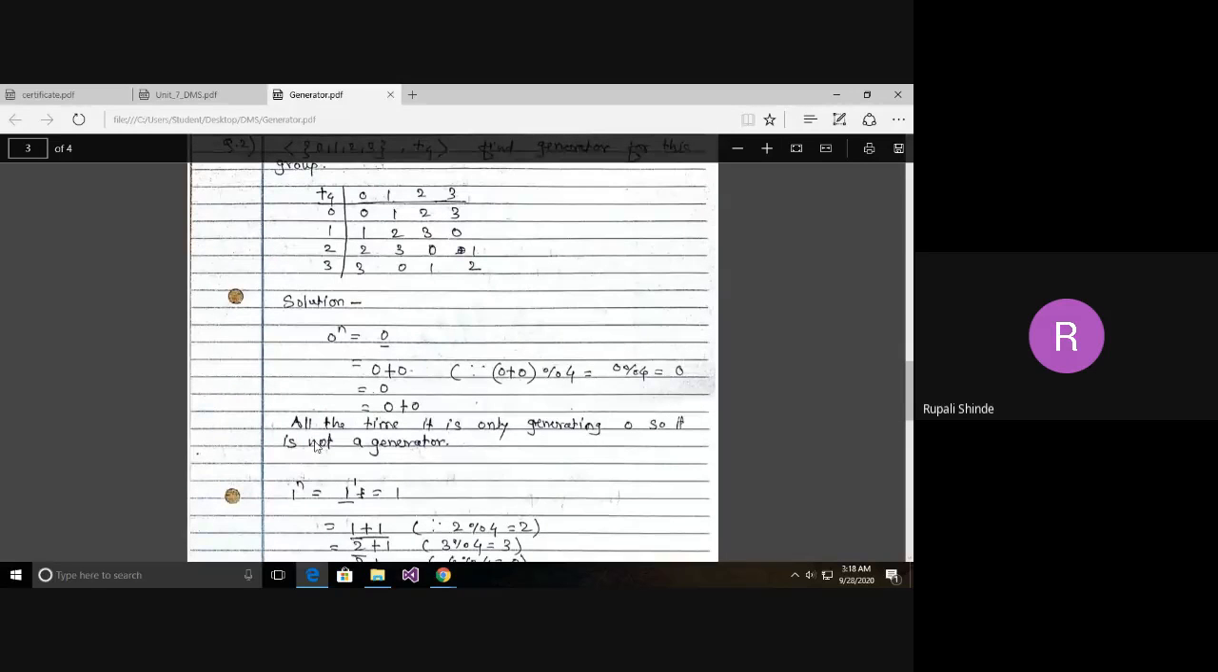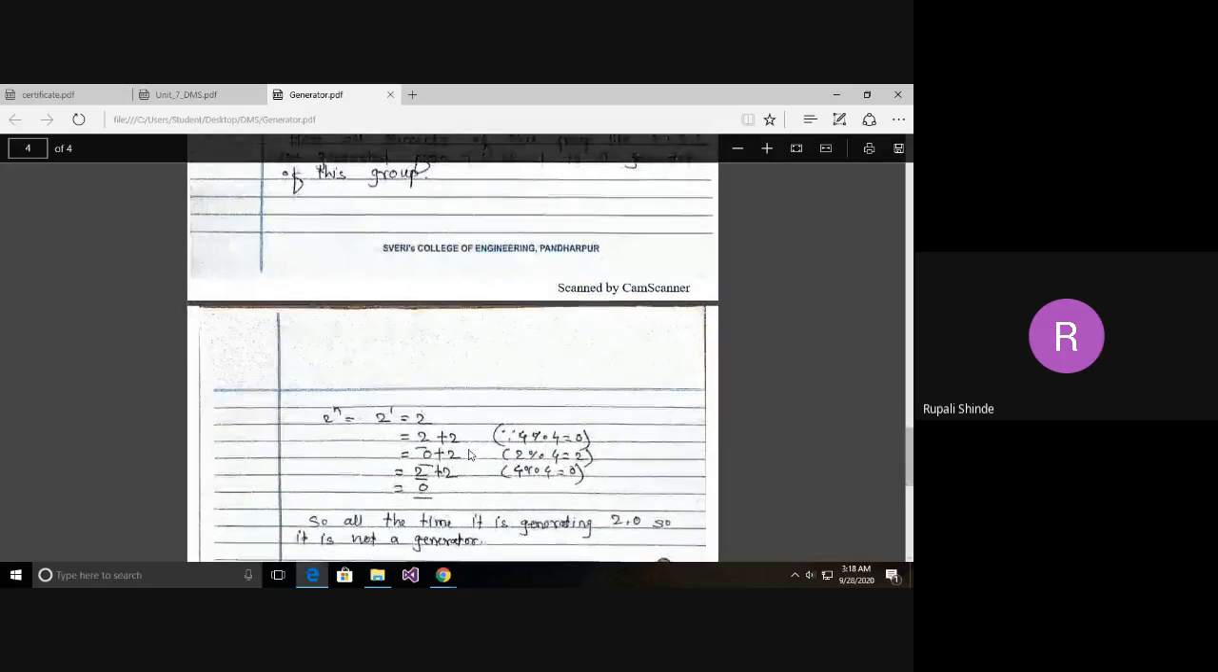Likewise, check for the remaining elements 2 and 3 whether they are generators or not. 2 is not a generator. Okay, let us check. For this element 2 we write 2 raised to n. The first value for n is 1. So 2 raised to 1 is 2. 2 plus 2 is 4. 4 mod 4 is 0. That result is written over here.